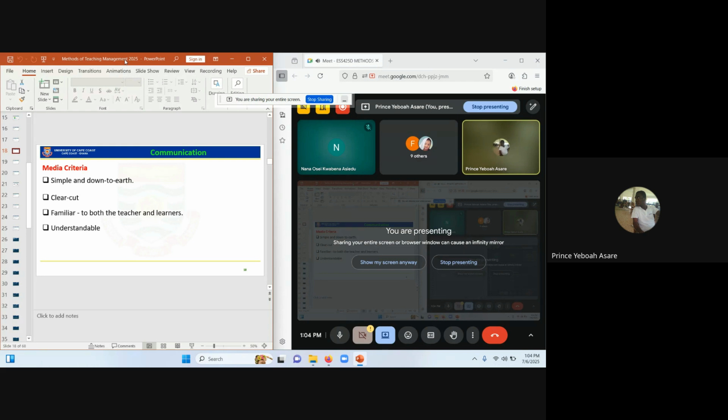One, they must be simple and down to earth. So whatever type of language you use, by way of words, I'm saying that go for the simplest word. It will be better to go for them and the students will appreciate your lesson. Go for the simplest word.